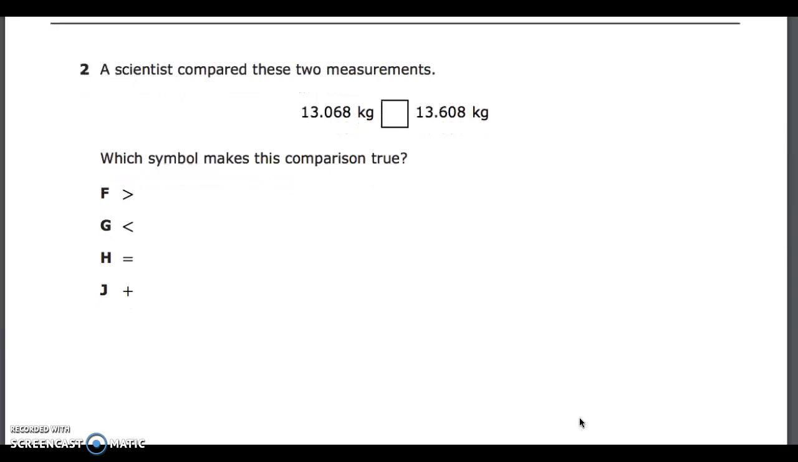Number 2. A scientist compared these two measurements. Which symbol makes this comparison true?